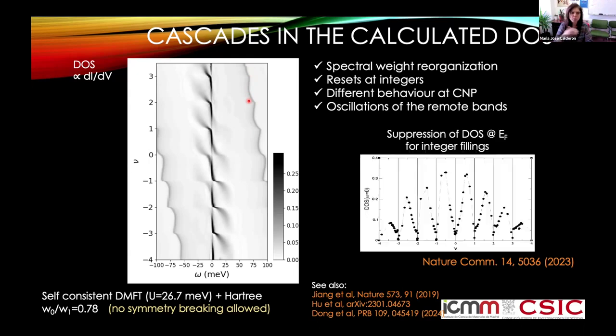Of course, we can also plot the density of states at the chemical potential as a function of the filling. This would be the charge neutrality point. Here we are doping with electrons. Here we are doping with holes. And we see this suppression at the integer fillings, akin to the one that has been observed experimentally.